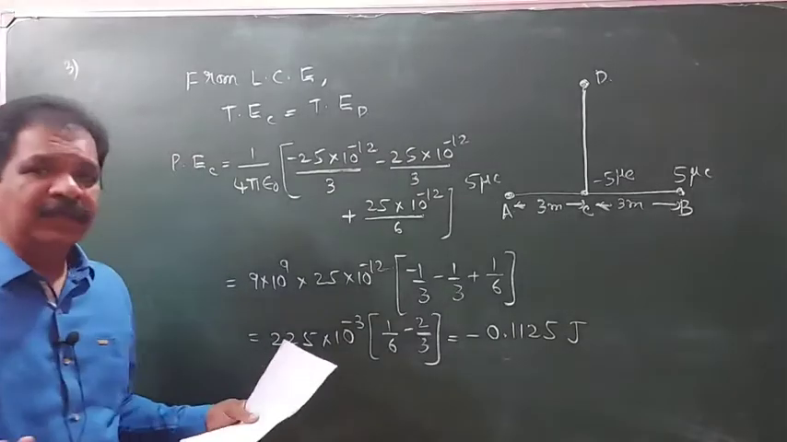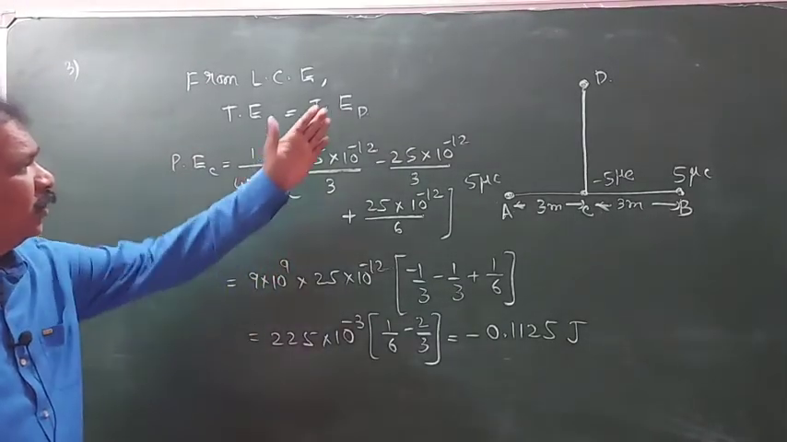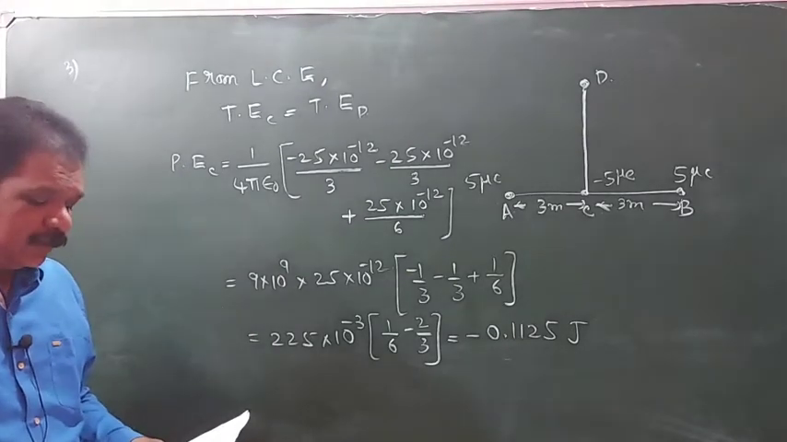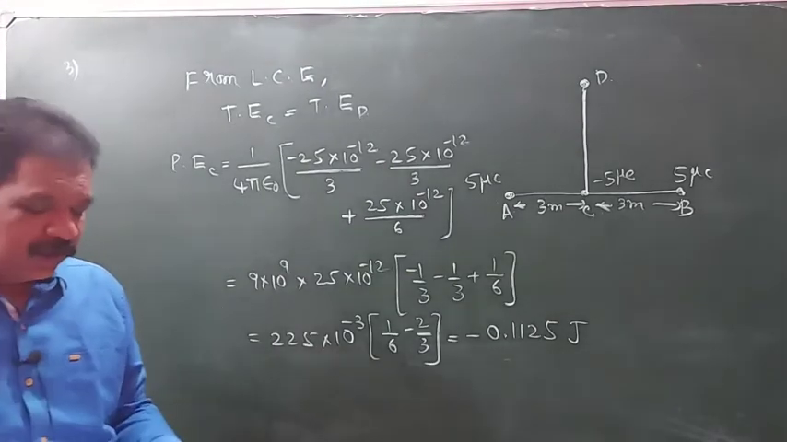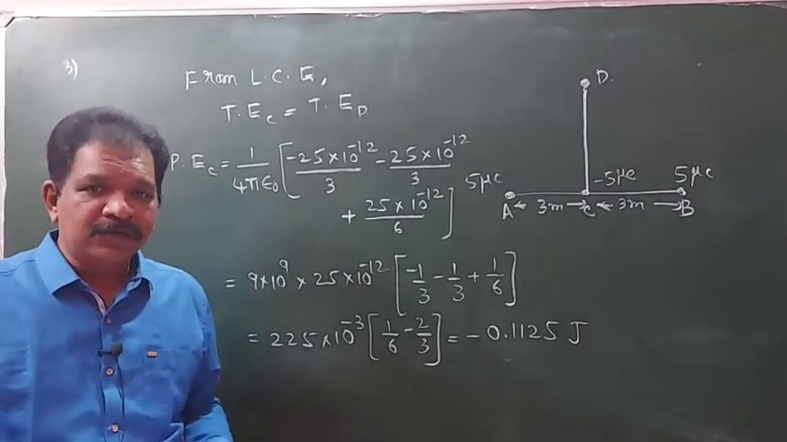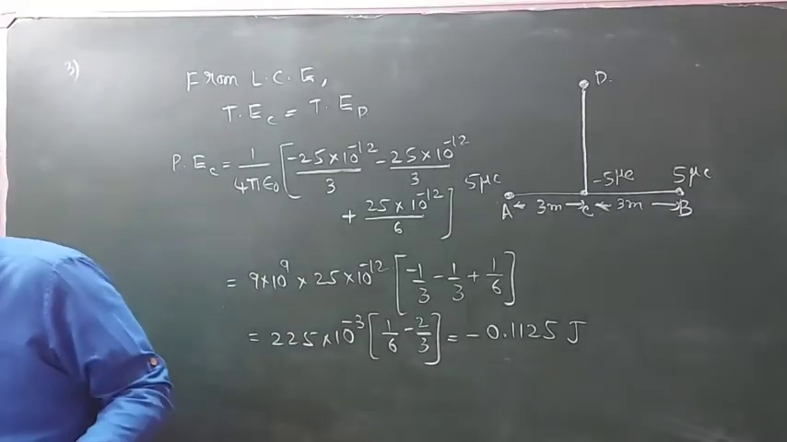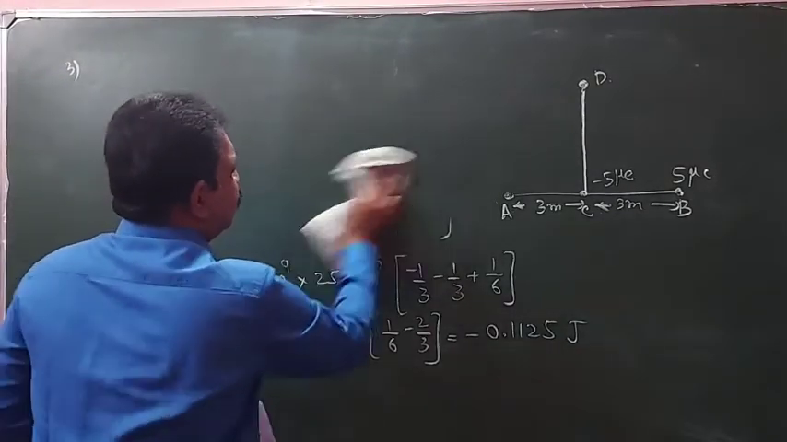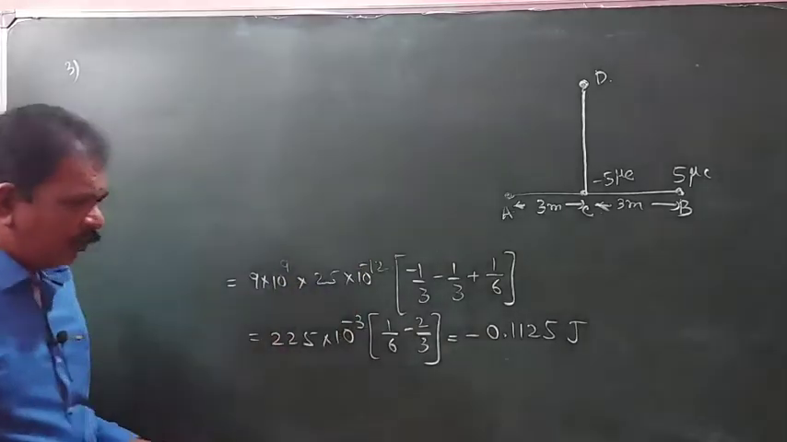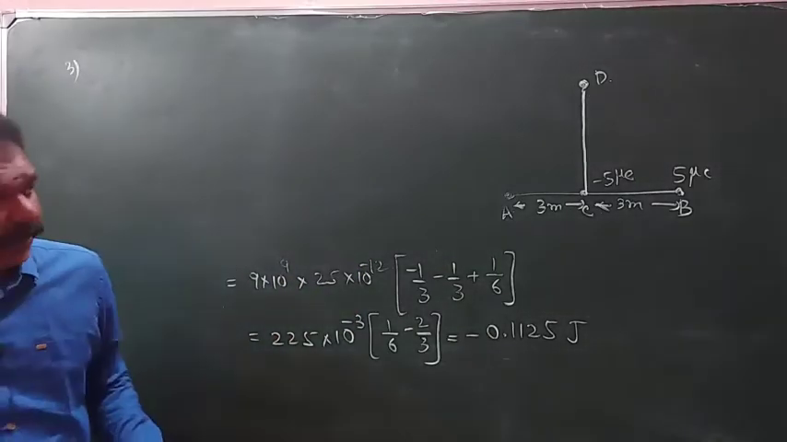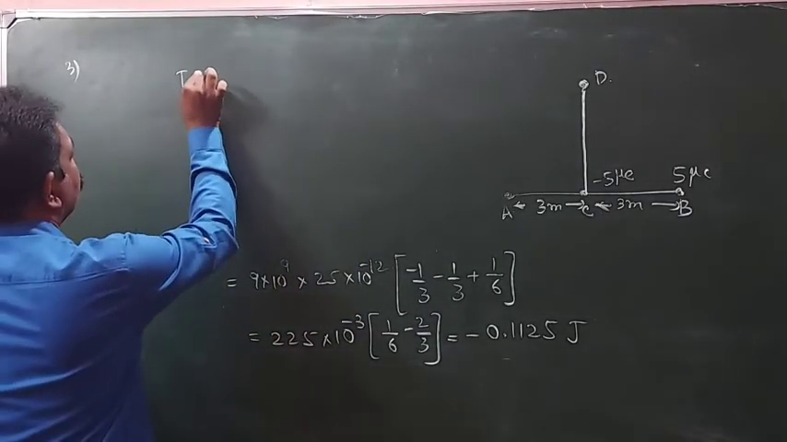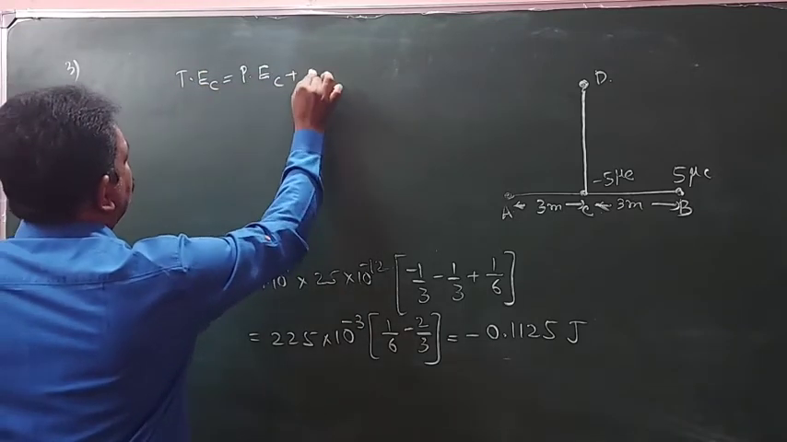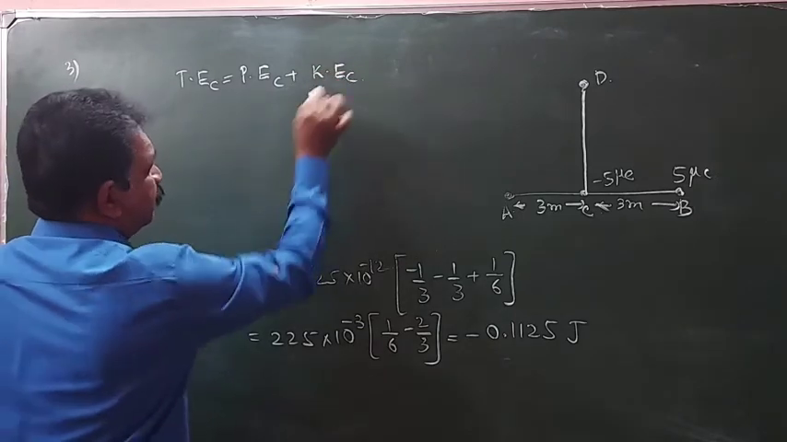This is the initial potential energy, the potential energy at the point C. Kinetic energy at the point C they gave as 0.06 joules. Then total energy at the point C is equal to PE at C plus KE at C.